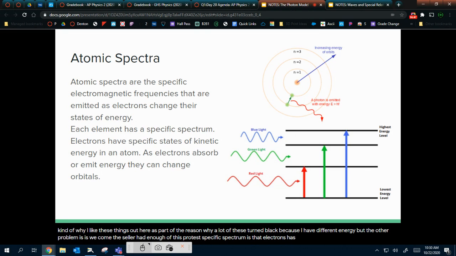Electrons have specific states of kinetic energy in an atom. As an electron absorbs or emits energy, it can change orbitals. They want to be in their lowest orbital most of the time, but if a photon comes along, it can increase that energy and cause it to jump up or down. But these are very specific amounts of energy, which is why they have very specific spectral lines.